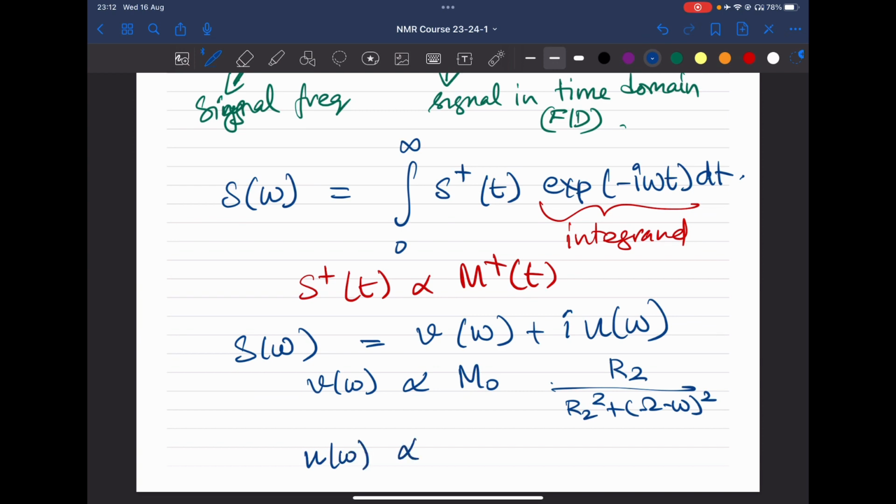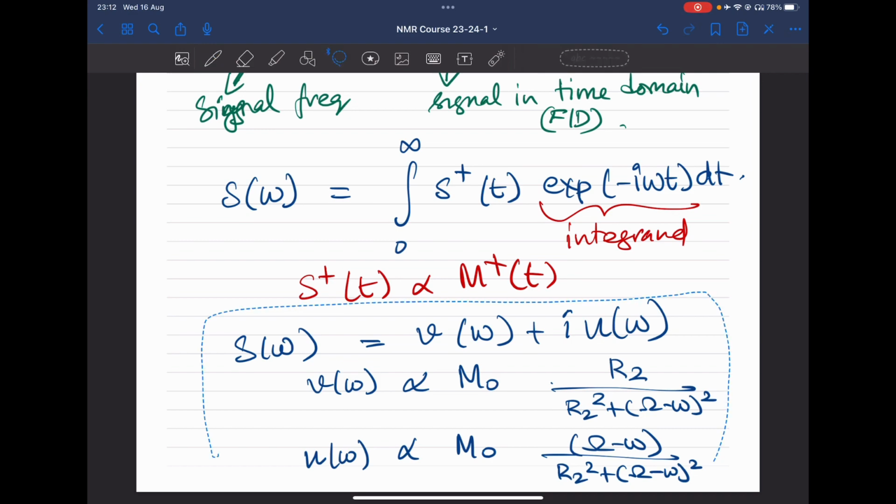U of omega is also proportional to m naught, but in the numerator, it's going to have capital omega minus small omega, and the denominator is R2 square plus capital omega minus small omega the whole square. So let me copy and write this again.